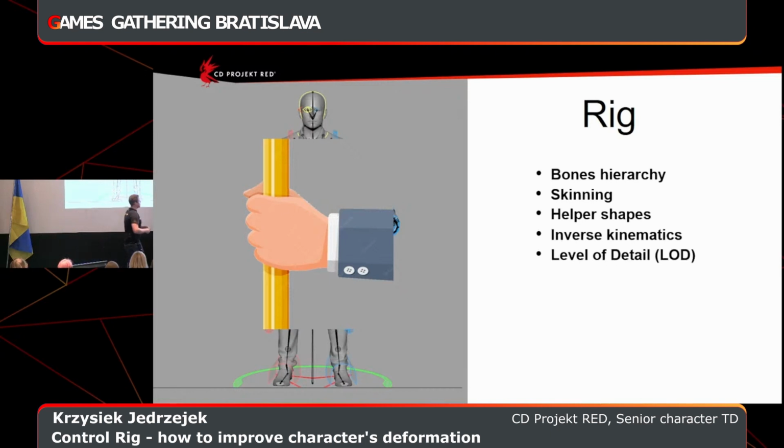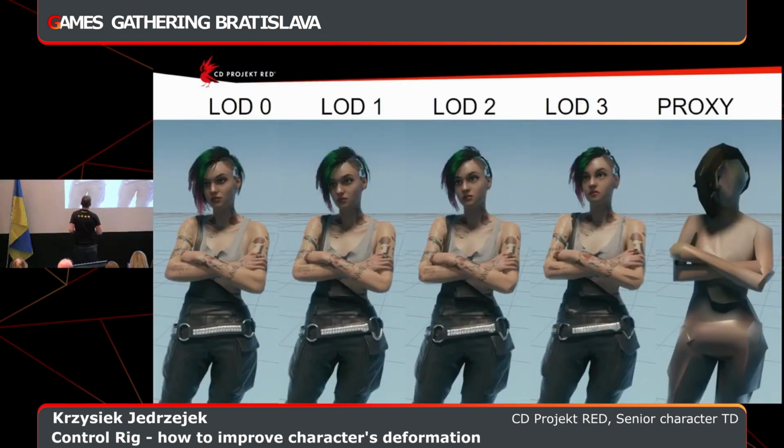Level of details. This is important in games because every microsecond counts. Yeah? So we need to do as few calculations as possible. Here we have Judy in our internal game engine, RED engine, and you can notice that in each LOD, we have different meshes. So we have less and less density, so it takes less and less memory. But what is also even more important for us, is that the skeleton also switches.